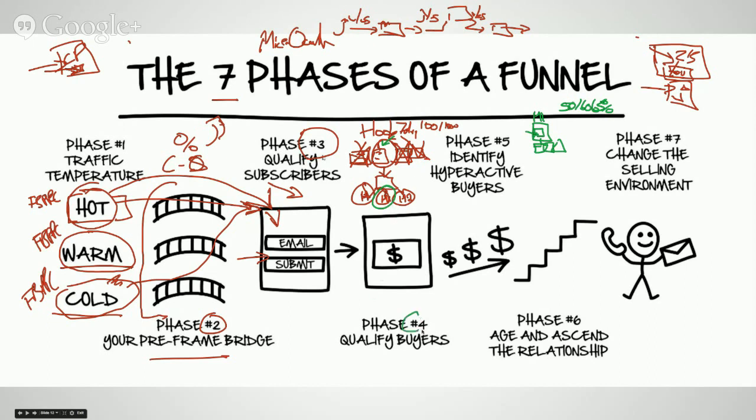So phase four of your sales funnel is qualifying the buyers. Because remember, all you're doing is segmenting, and then you are sifting through to find your most hyper people. That's all you're doing. You're doing that from your traffic. You're doing that from your pre-sale. You're doing it from your capture. And now stage four, you're segmenting from your buyers.